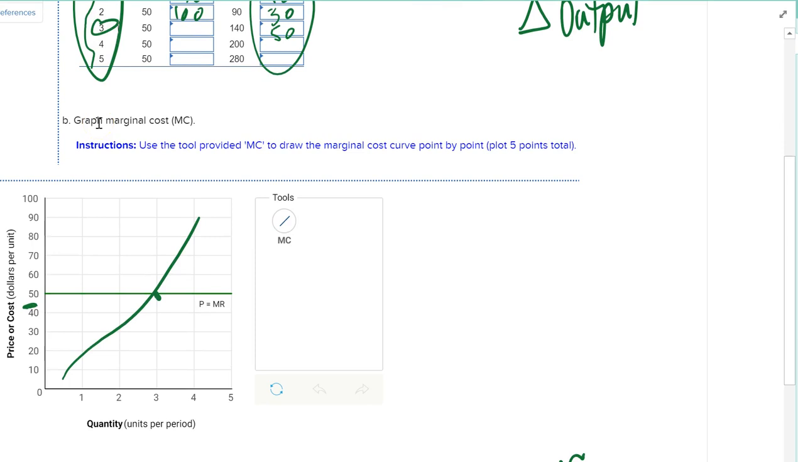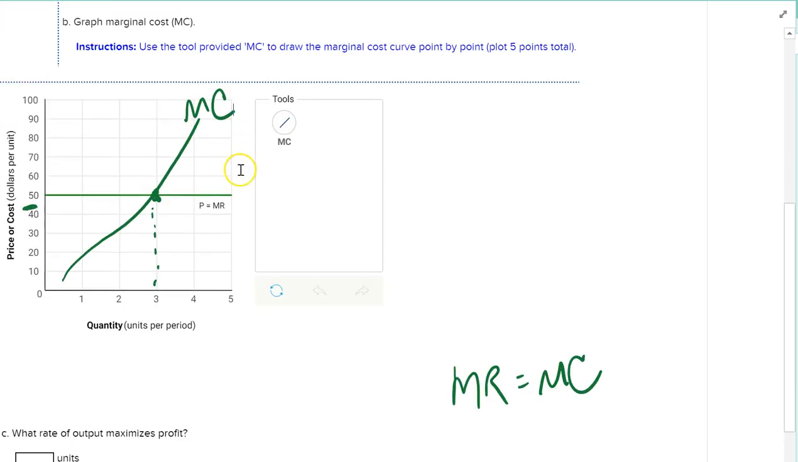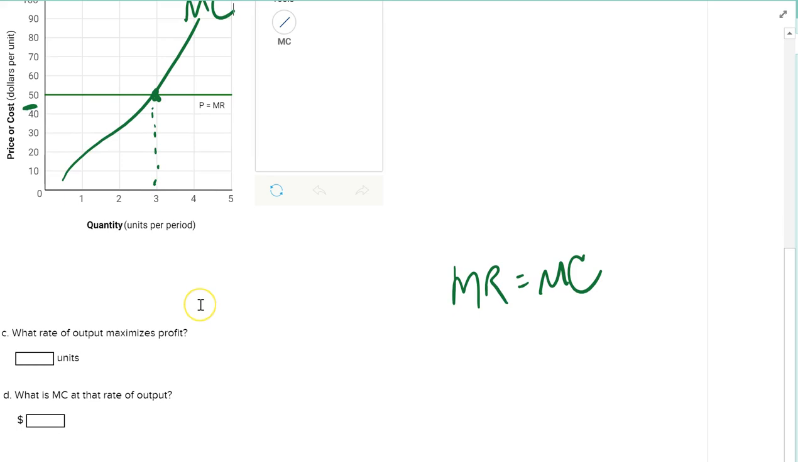So you're going to see that the profit maximizing output decision, graphically, is where MR equals MC. If this is my marginal cost curve and that's my marginal revenue curve, that's the rate of output that maximizes profit, and the rate of output is 3. Watch out that you're using the correct units there. And what is marginal cost at that rate of output? We already said it's $50.